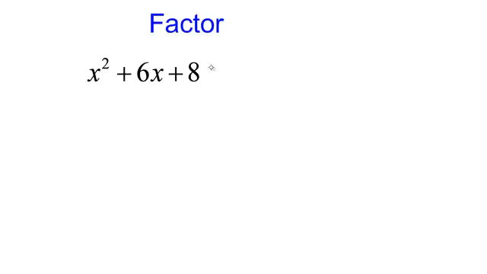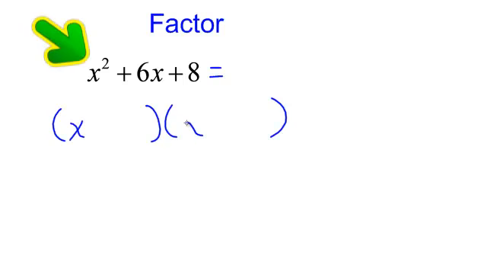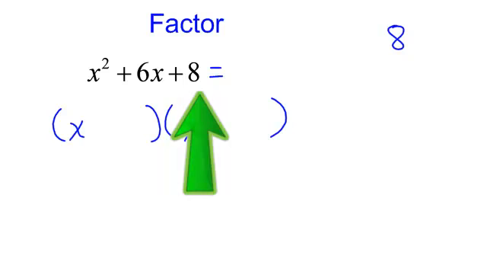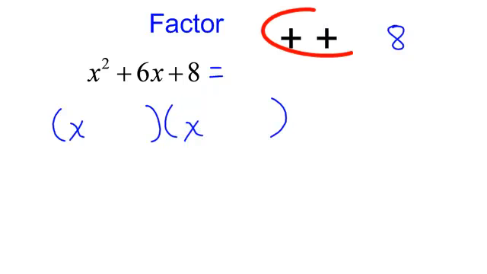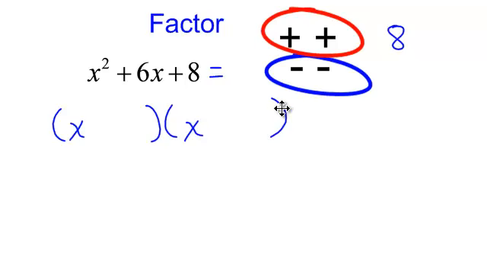Once again, we are factoring. Hopefully, you're getting the rhythm now. This is trial and error short way. Draw your 2 parentheses. To get x squared, yes, you are correct. You need x times x. Look at the last number. It is a positive 8, which means I have a choice here. I could use a positive times a positive, or I could use a negative times a negative to get 8.